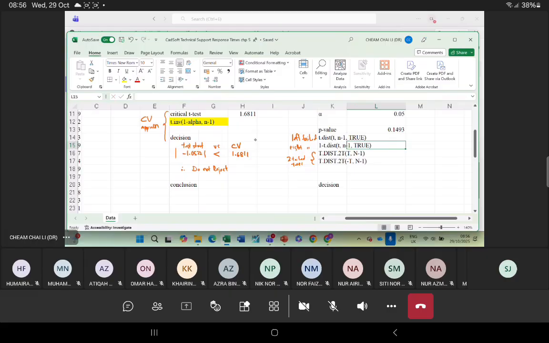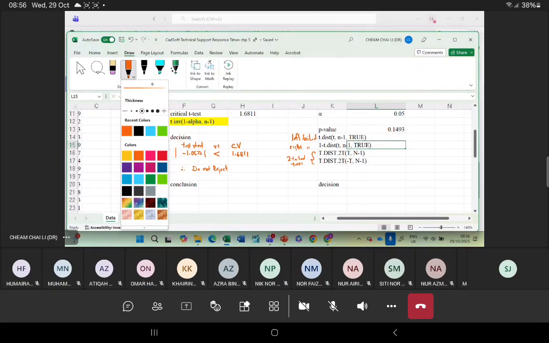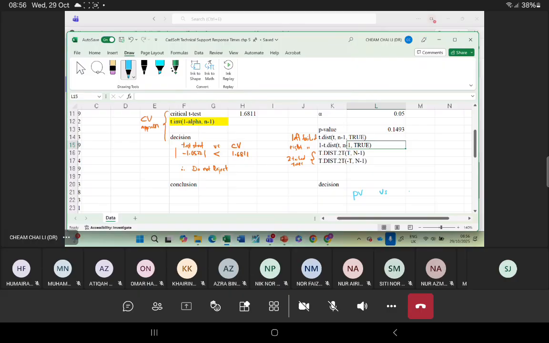So decision, you can just write dekat sini. You write your p-value to compare with alpha. Jangan p-value with critical value atau p-value dengan test statistic. Okay, the components yang ada dalam p-value adalah dua ini saja. Ya, tak boleh tukar pasangan lah. So yang ni dah memang dah fix untuk dia. Ya. So 0.05 and then the p-value is 0.143.